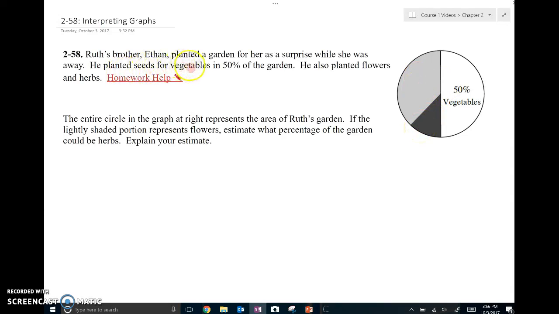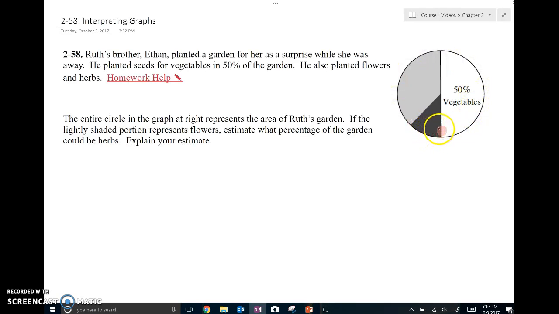Ruth's brother Ethan planted a garden for her as a surprise while she was away. She planted seeds for vegetables in 50% of the garden. All right, there's 50% of the garden. He also planted flowers and herbs. The entire circle of the graph represents the area of Ruth's garden.